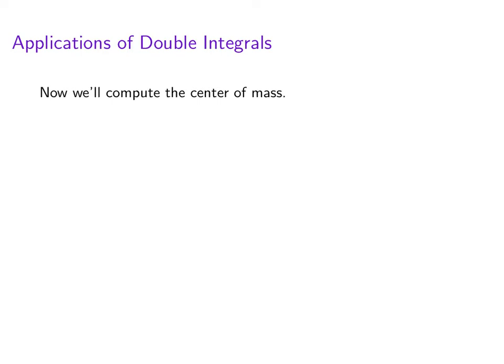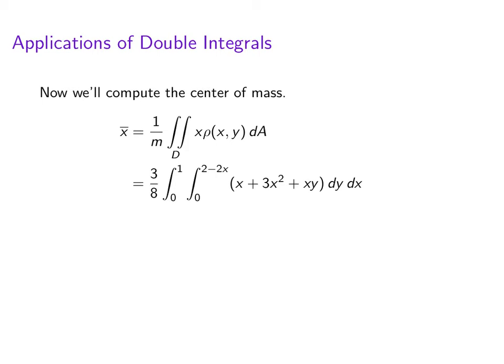Next thing we want to do is compute the center of mass. That means we have to compute x bar and y bar. So x bar is 1 over the mass times the double integral of x times the mass density function. So we'll put a 3/8 out in front. That's because that's the reciprocal of the mass. The limits of integration are the same because we're not changing the region of integration. And now what's different is we have to take the mass density function and multiply by x. That's going to make a difference when we compute antiderivatives.